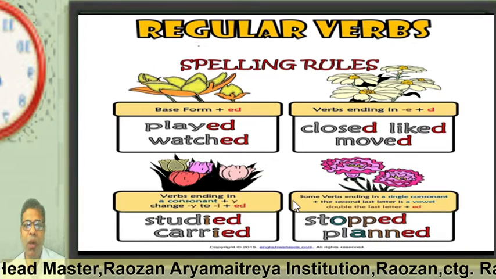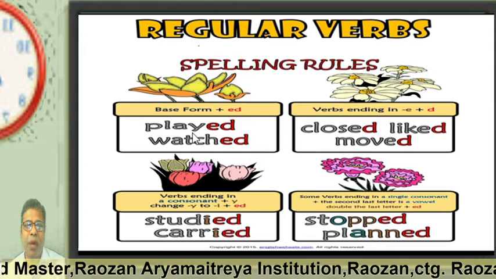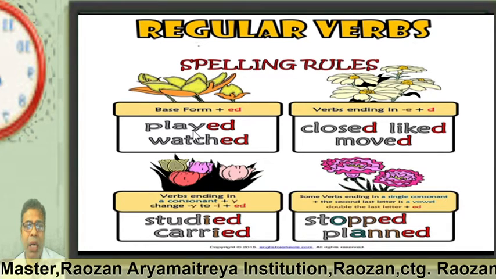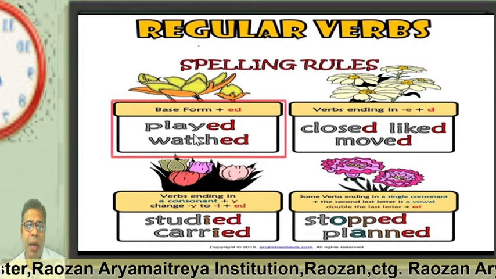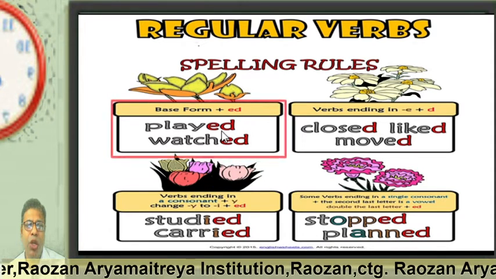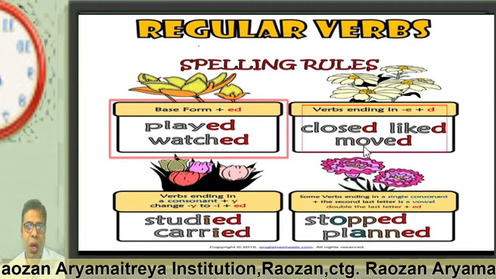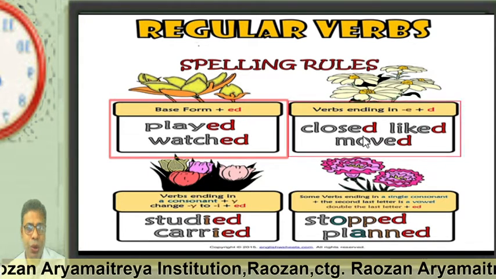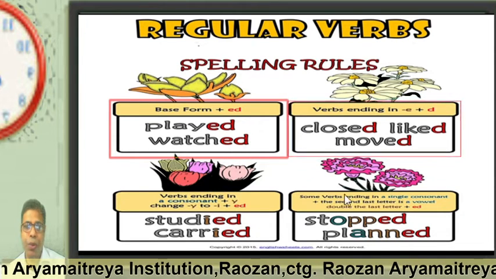The rules of regular verbs. Spelling rules. If the verb ends with a consonant, then you have to use ed. For example, play, and with y, that's why you need to use ed: played. Closed, closed; moved, moved.